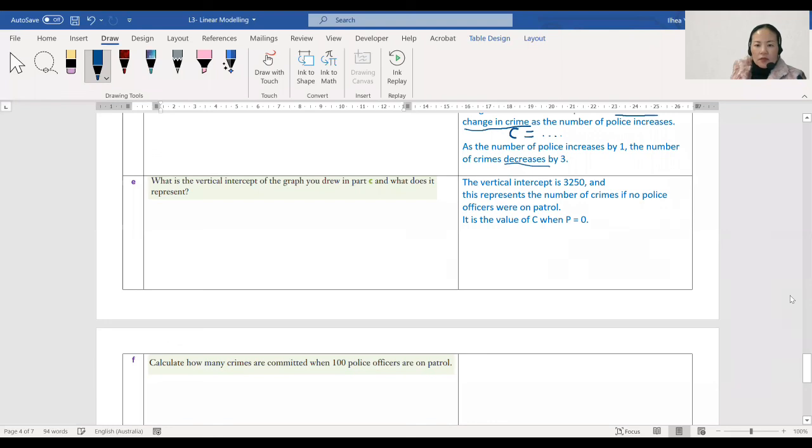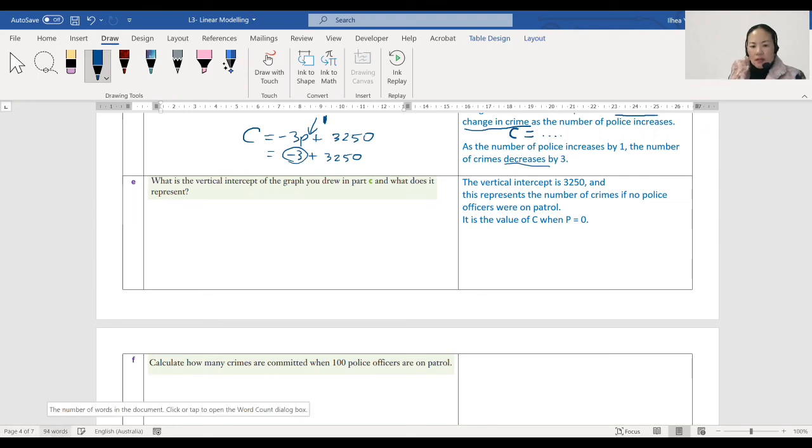Okay, so if I look at C equals minus 3P plus 3,250, and I put 1 here, so 1 police, that becomes minus 3 plus 3,250. So that means it's decreased by 3. 3,247. So crime is reduced by 3. Okay, so that makes sense.